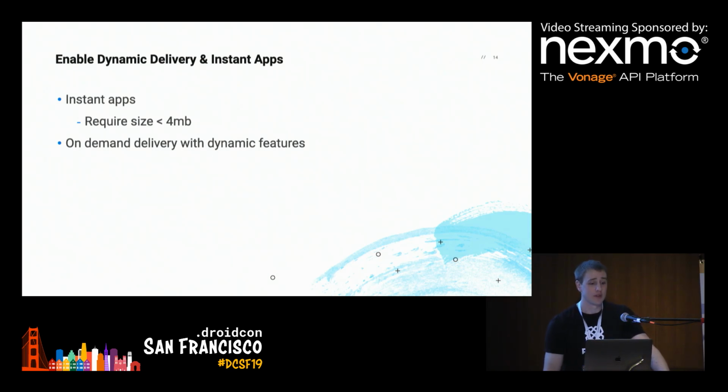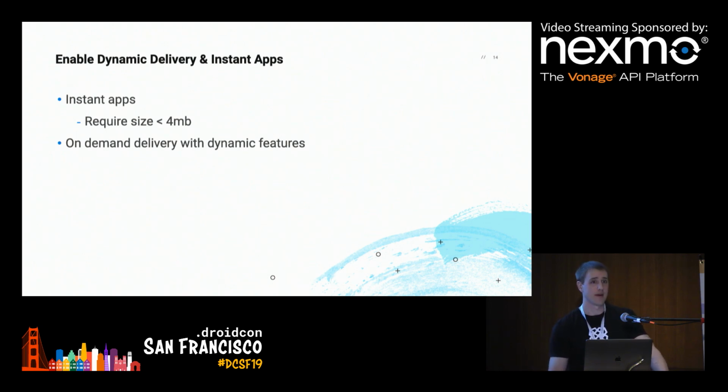And finally, it'll help us enable dynamic delivery for dynamic delivered features and instant apps. So for instant apps, you have to have less than 4 megabytes in your module that you're delivering. If your entire app is a single module, most likely your app is bigger than 4 megabytes. But by shaving off a little piece of that into its own module, or even with a few sub-modules, you'll enable instant apps for your application.